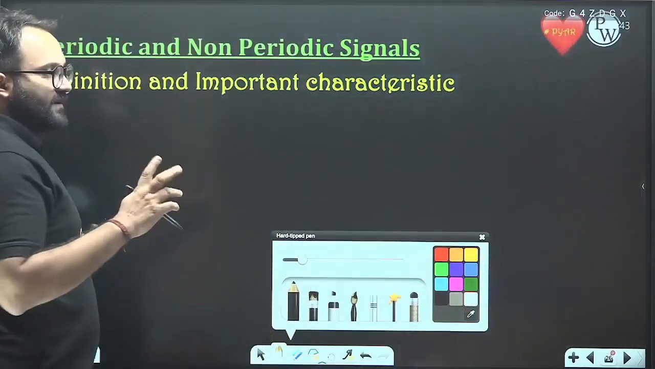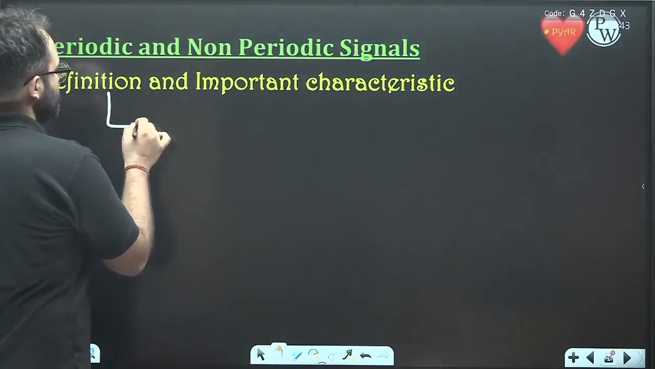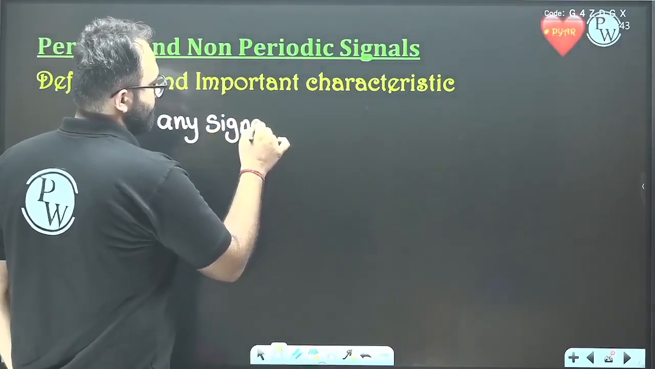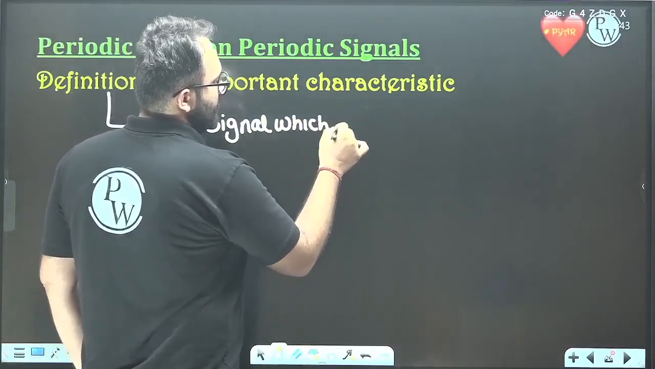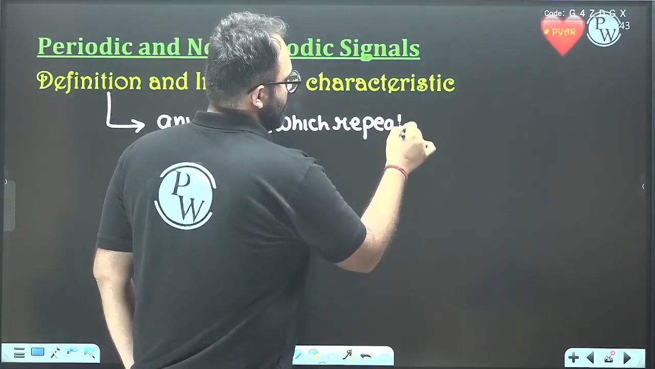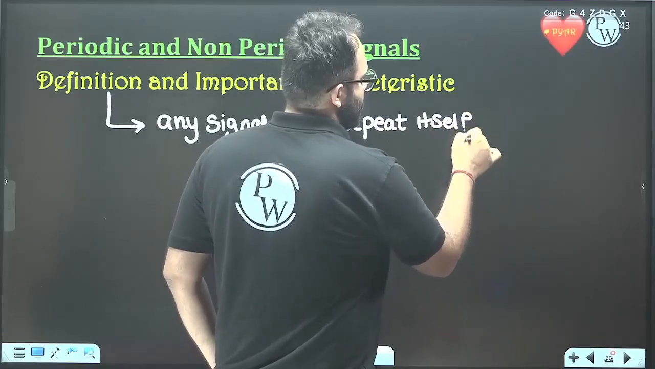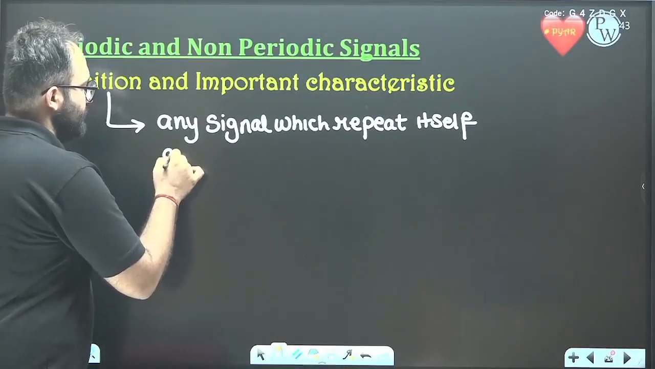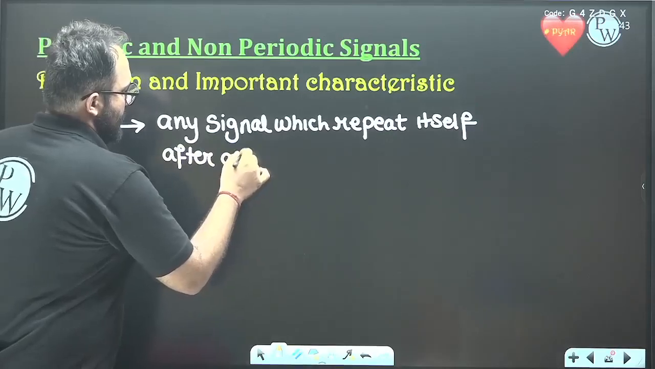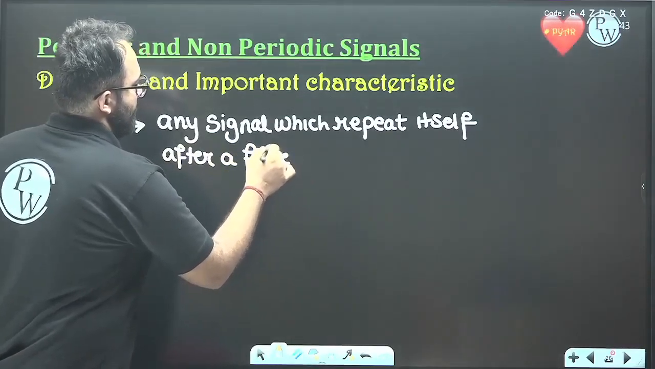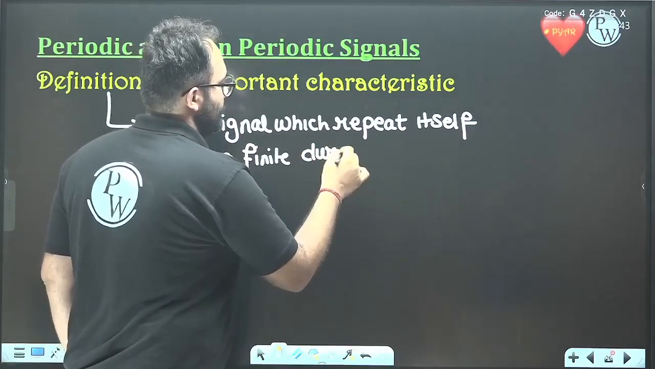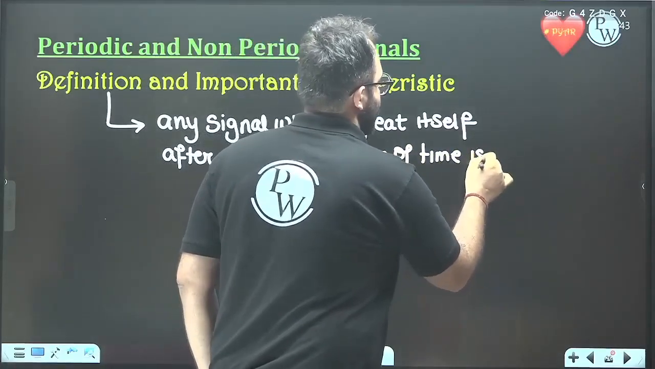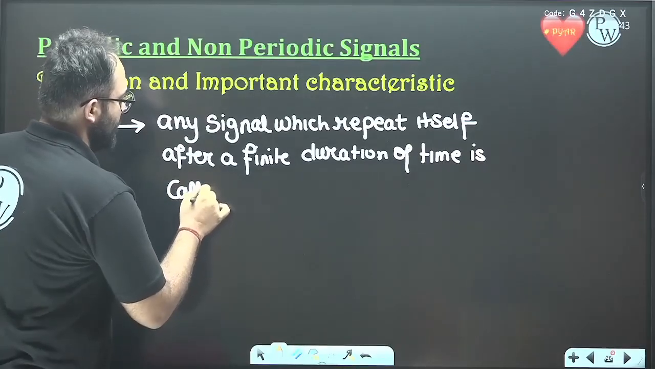The definition is very basic and there are two parts to it. Any signal which repeats itself after a finite duration of time is called a periodic signal.